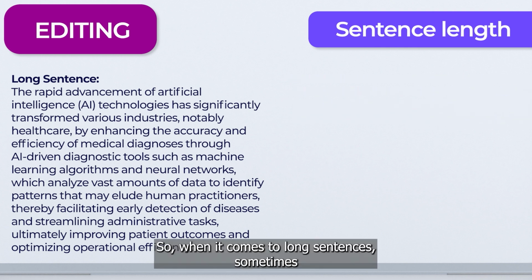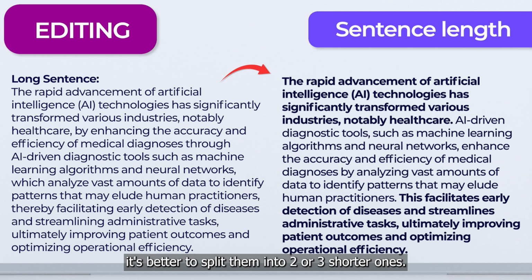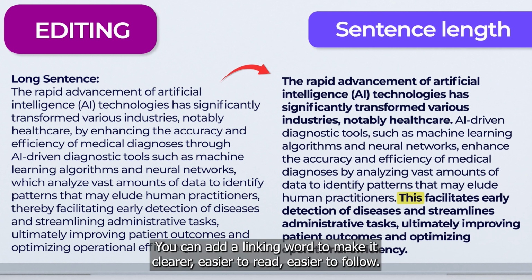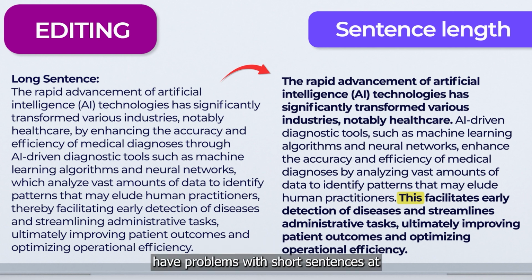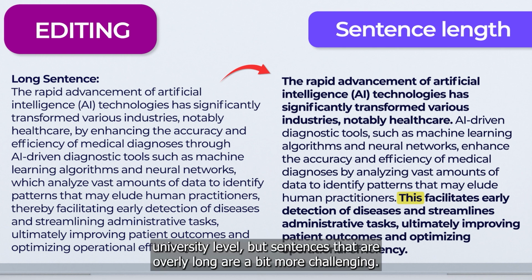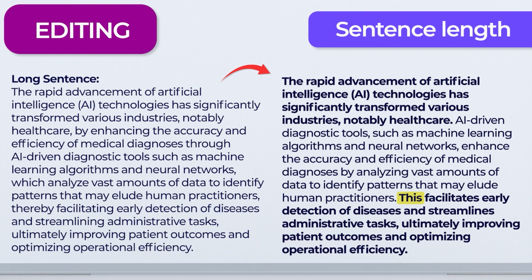So, when it comes to long sentences, sometimes it's better to split them into 2 or 3 shorter ones. You can add a linking word to make it clearer, easier to read, easier to follow. Usually students do not have problems with short sentences at university level, but sentences that are overly long are a bit more challenging. So check if some of your sentences would look better if you split them.